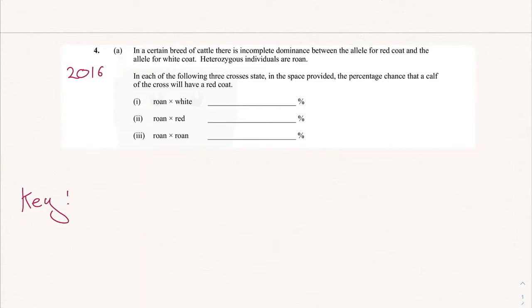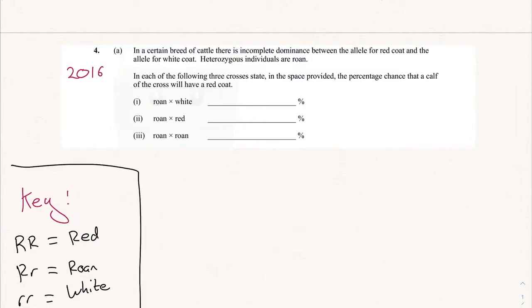Where our key there is going to be, and we can make up our letters ourselves if you want, you don't have to. I'm just going to do 2 capital R's here, equals red, capital R, lowercase r equals our roan, and finally 2 lowercase r's equals white. Okay, so that's our key here. It's a monohybrid cross. We're not dealing with any other factors bar the colour of the coat of the cattle. So let's look at part I there.